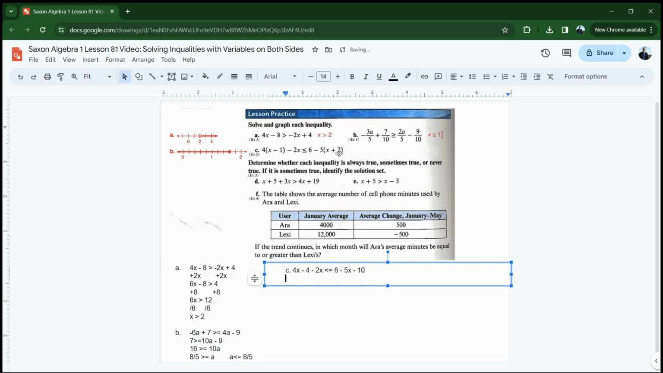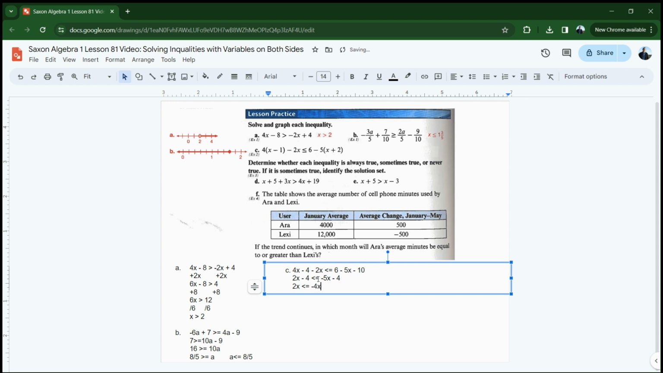Okay, now the next step, I'm going to combine like terms. I have 4x minus 2x on this side. That becomes just 2x minus 4 is less than or equal to. And on this side, I'm going to have negative 5x and 6. I can combine the 6 and the minus 10 to be minus 4. This is an interesting thing. I'm going to have 2x minus 4 is less than or equal to negative 5x minus 4. I have a minus 4 on both sides. So I'm going to add 4 to both sides.